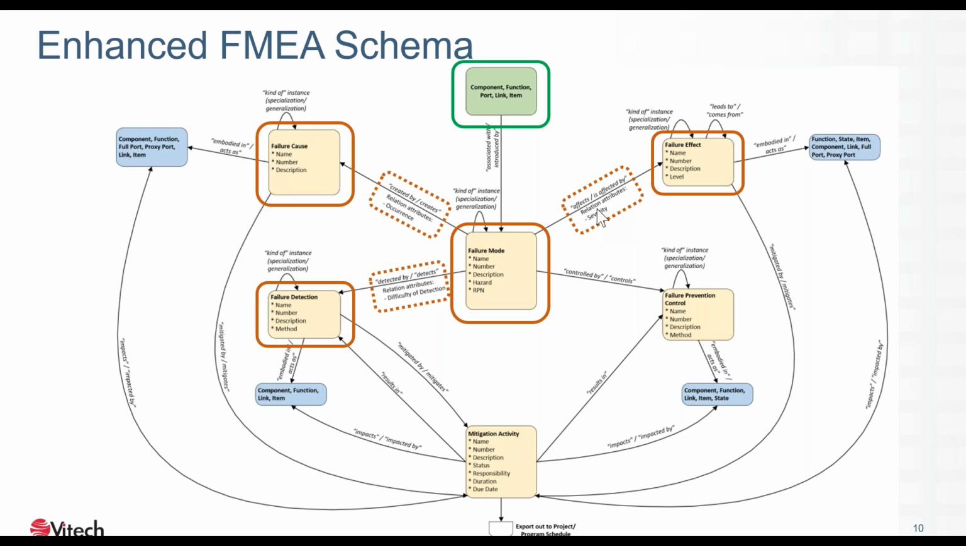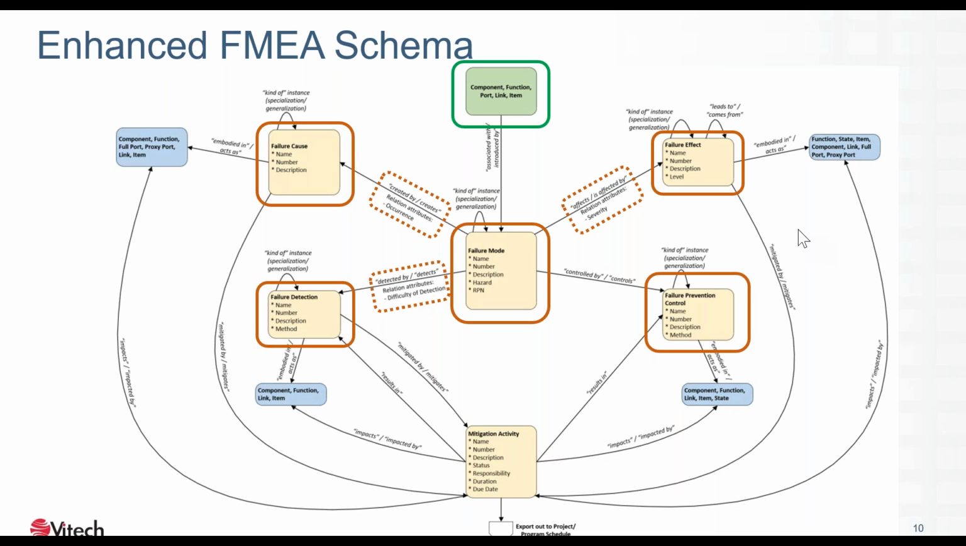The reason why we are setting the numerical values of these 1 to 10 scales on the relationship rather than the entity itself is that, recall, a failure mode, as I said, could have more than one effect. It could have more than one cause. Setting it on the relationship makes it context dependent. This failure mode in the context of a particular failure cause has a particular probability of occurrence. So that's why they're on the relationships.